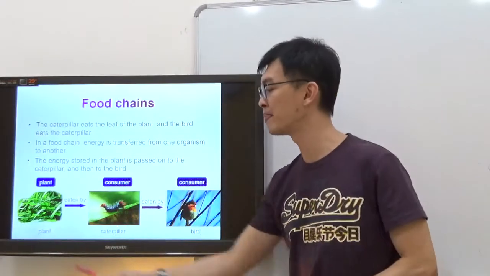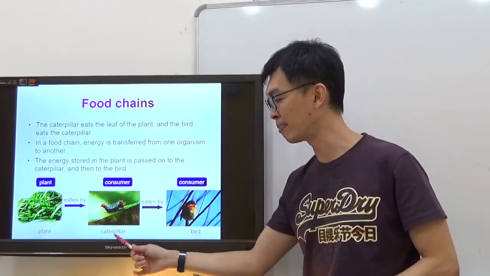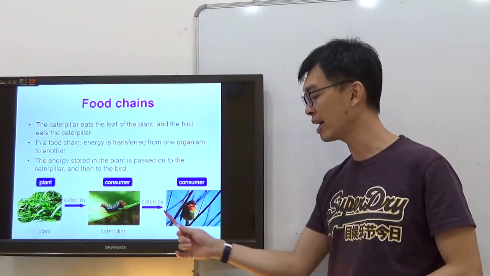So how do we read this? Plant is eaten by caterpillar, which is in turn eaten by the bird. Okay?